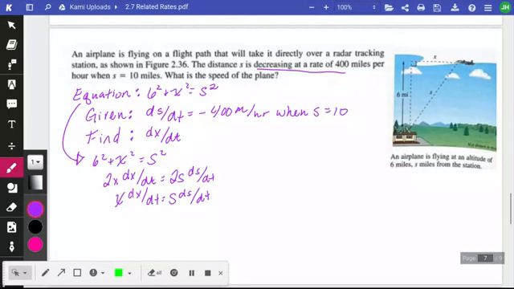And we can plug in the information we know. We know that x is a mystery, so we'll keep x as x, and we're trying to find dx over dt. And we know that s is 10 at the specific instance they asked me, and we know that our ds over dt is negative 400. So the problem with this is I can't solve for dx over dt because I don't know what x is. But I do, because they told me at the specific instance that s is 10. And if you notice with that Pythagorean theorem, I can actually solve for x. So on the side, I'm going to figure out what x is so I can plug it in.